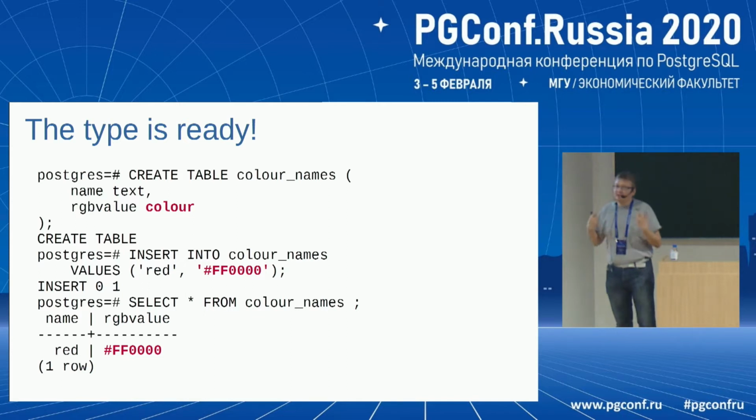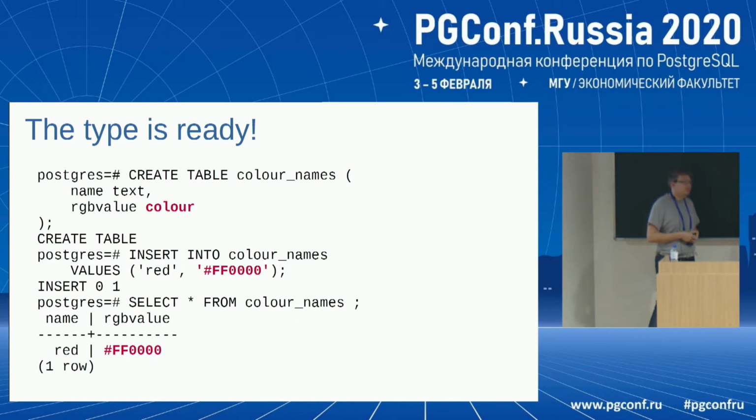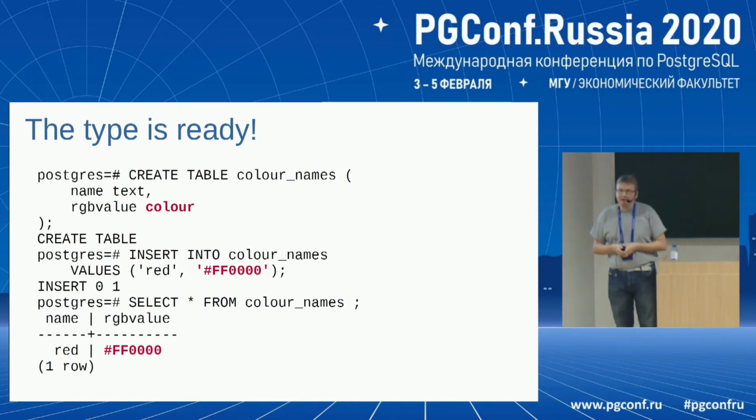You can now create a table using this type. You can insert values into it, and you can select stuff back from it. That's already pretty awesome. Now you have your own data type to store colors.